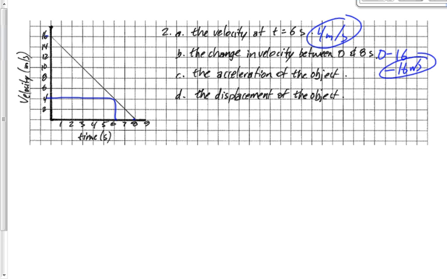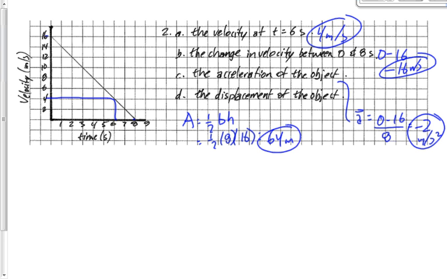The acceleration of the object, well, acceleration is delta v over delta t. That's going to be negative 16, 0 minus 16 over a time interval of 8, which gives me negative 2 meters per second squared. And finally, the displacement of the object, that's just going to be the area. It's a triangle, so it's going to be 1/2 of base times height, 1/2 of the base, which is 8, times the height, which is 16. 1/2 of 8 times 16 is 64 meters.